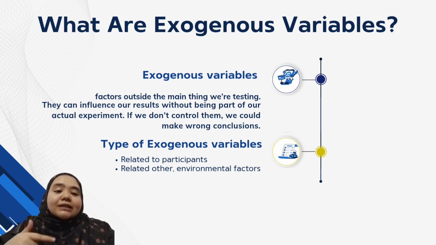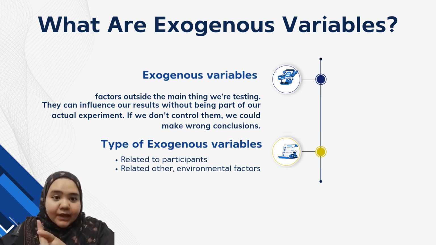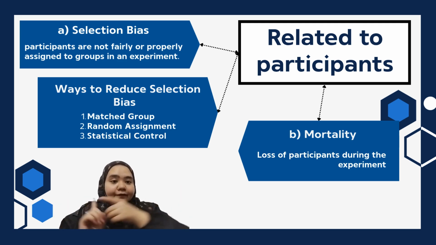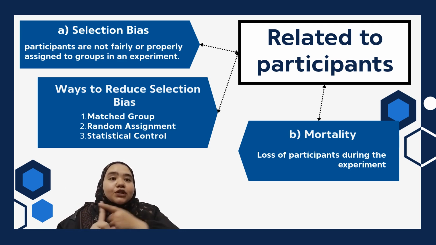So these exogenous variables are usually categorized into two types. First, those related to participants, and second, those related to other external or environmental factors. Okay, first, let's look at the participant-related exogenous variables. These are issues that come up when the way participants are chosen or behave during the study can affect the result. Two main examples here are, first, selection bias.